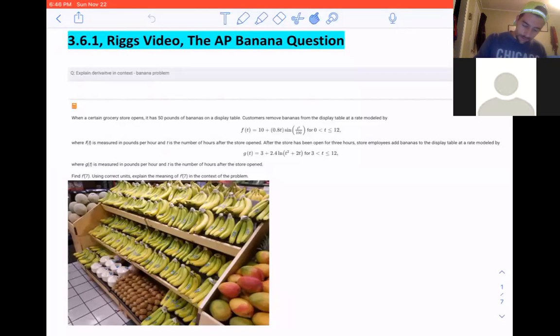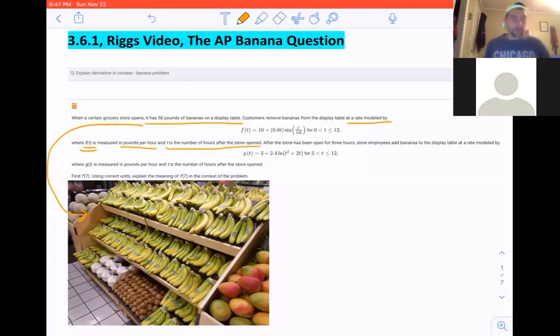So we're not going to do the entire question because it's not necessary for our purposes, but this is saying when a grocery store opens, it has 50 pounds of banana on the display table. So we're seeing a display table all full of bananas. Customers remove bananas from the display table at a rate, which is already a hint, where f of t is this function right here. It's saying f of t is measured in pounds per hour, and t is the number of hours after the store opened.